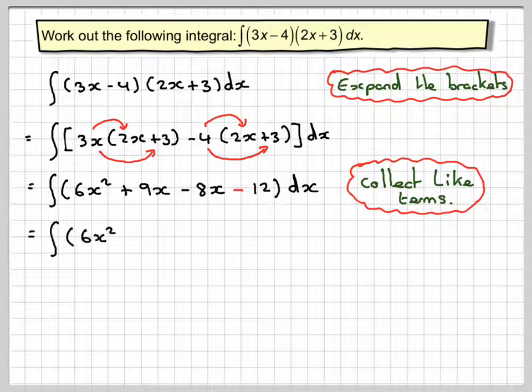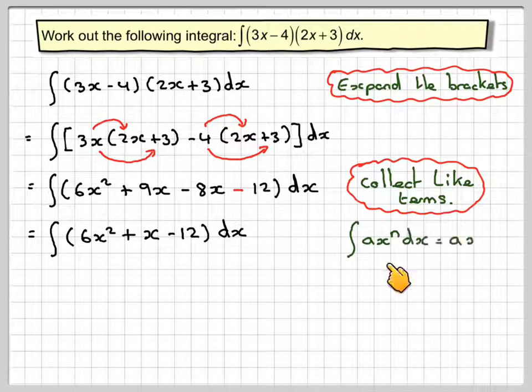And still haven't integrated, so it's still going to need the integral sign. So the integral of 6x squared plus x minus 12 dx. Make sure that you have the integral sign and the dx. That's all part of the notation.